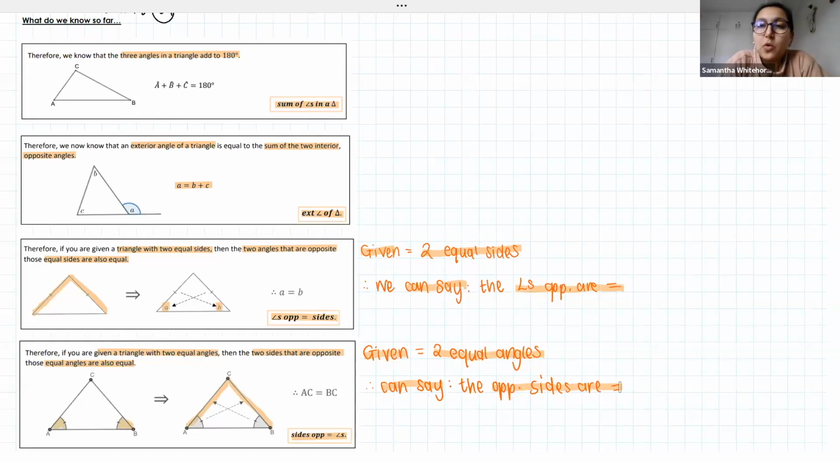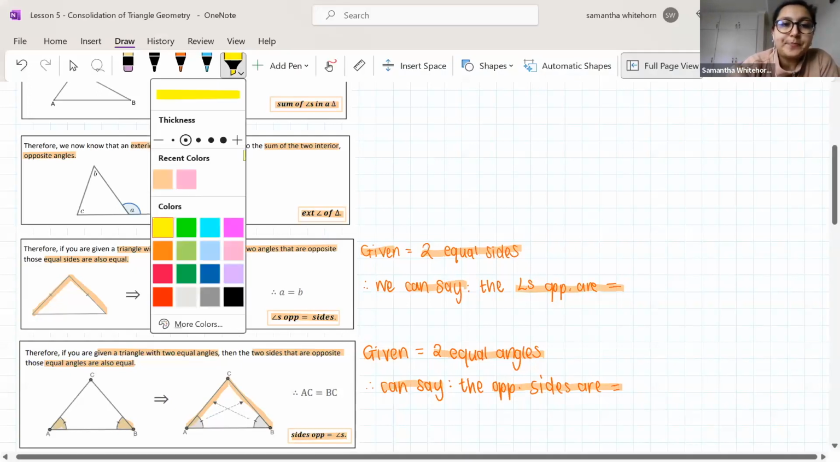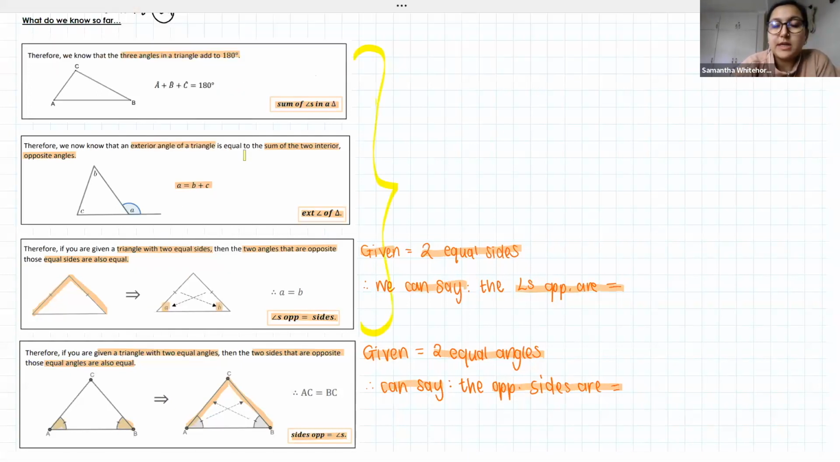Okay, so those are the 4 triangle reasons that we have learned. We need to be able to apply all 4 of them. The really, really, really important ones in terms of triangle geometry are these first 3. We can use the 4th one. It does come up every now and then. But these first 3 are the most important triangle geometry reasons that we have learned so far. If we can apply those 3, we will be absolutely fine when it comes to triangle geometry.